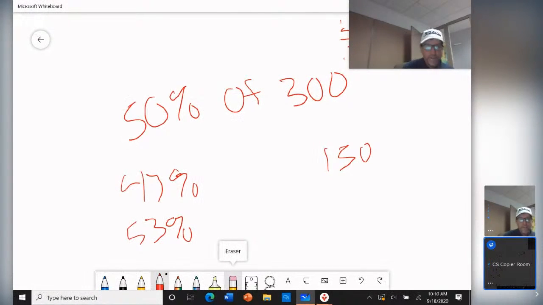or if it's 400 or whatever it is, and you get 50%, 53%, 47%, be like, well, I know 50% is half, 25% is a quarter, 75% is 3/4. Those are all good starting points for you to get an idea where the answer is going to be.